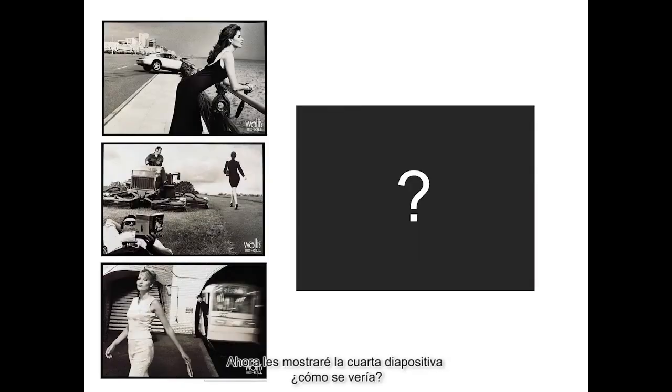Your task is to think, what would be the next ad in this campaign, okay? If I were to show you now the 4th slide, what would it look like? Take a few minutes. You can also write down for yourself a few of your thoughts.